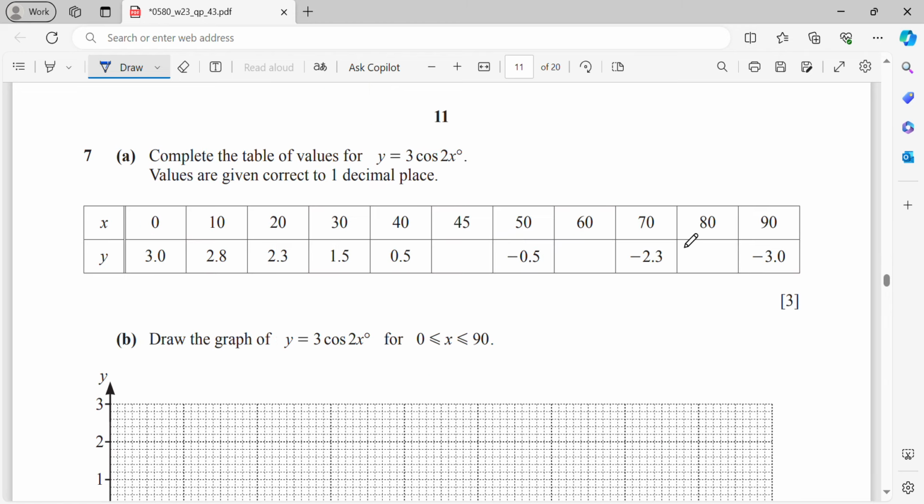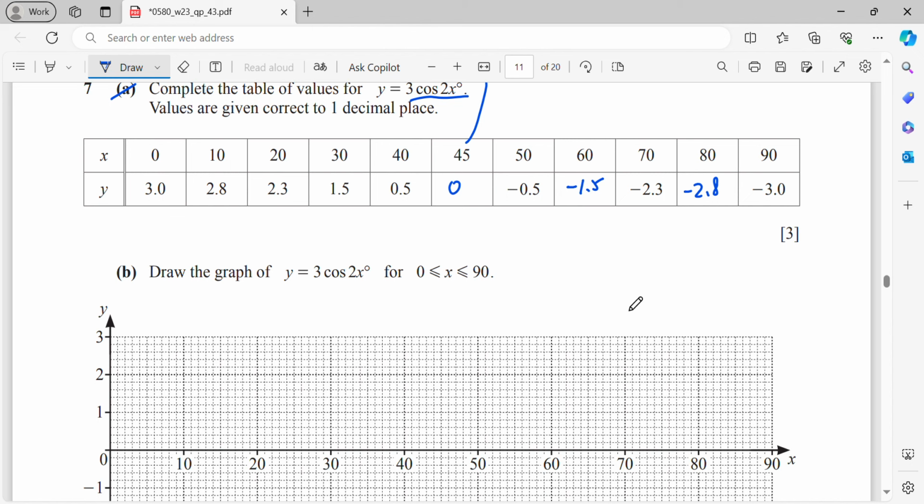Now for question number 7a, complete the table of values for y equals 3 cos 2x. Values are given correct to 1 decimal place. So you just take out your calculator, replace the x by 45. Okay, and remember, leave it in degrees form. So that will be 0. Okay, and same for 60 degrees, you will be getting negative 1.5. When 80 degrees, it will be negative 2.8.